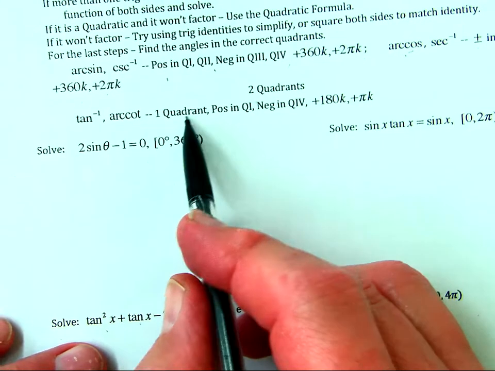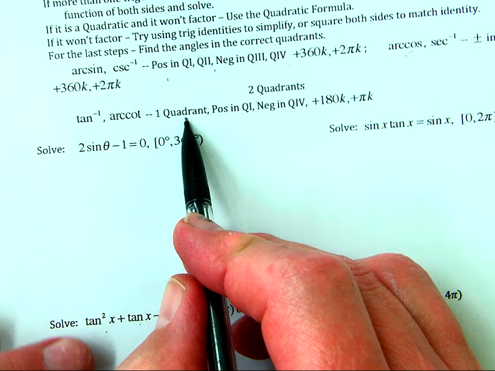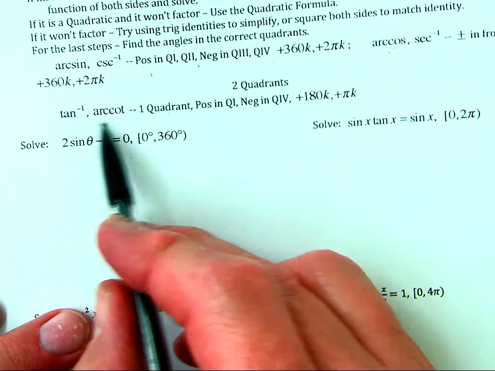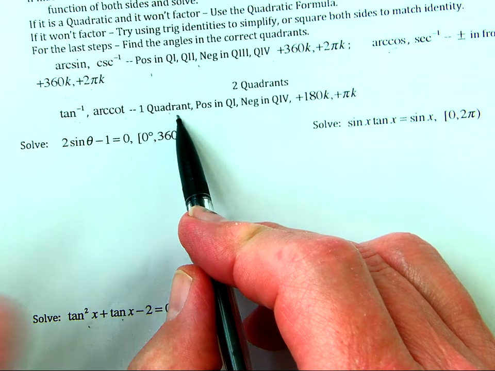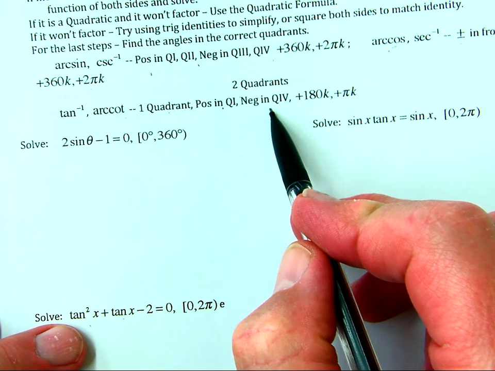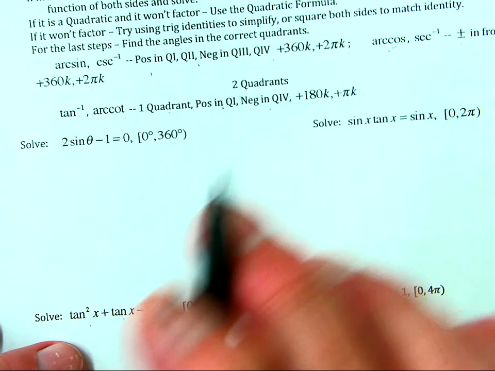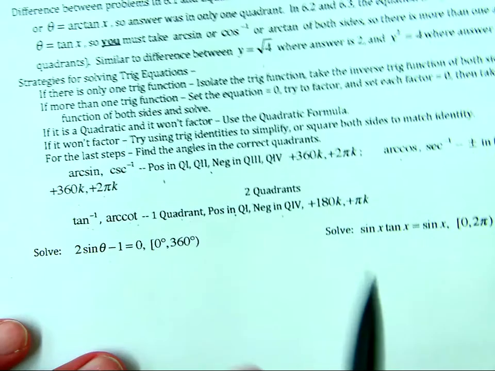Tangent only has 1 quadrant because the normal period for tangent was pi or 180. So because of that, in inverse tangent or inverse cotangent, we just need 1 quadrant. We know it's positive in quadrant 1, negative in quadrant 4. And we're just going to add 180k or pi k, again, because that's the normal period for those. Okay? Now, there are some steps on here to follow.